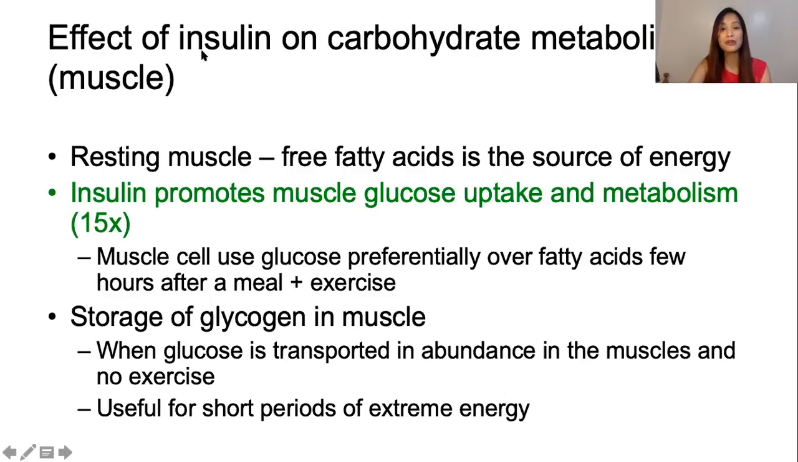Your glucose is also stored in the muscle as glycogen, especially when glucose is in abundance and there's no exercise. So that the glycogen will be a ready source of energy anytime you need glucose energy to power sudden muscle activity. So for example, you decide to do a sprint. Your muscle will break down glycogen in order to provide readily available glucose to power your sprint.